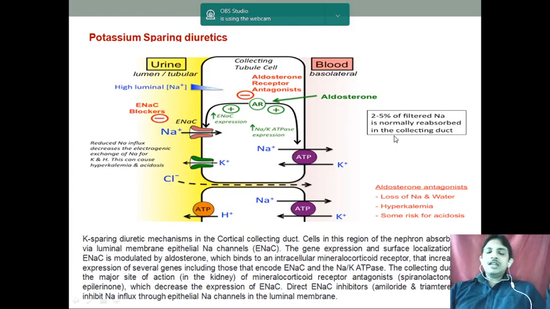Now as only 5 to 10% of the sodium is reabsorbed via this process, they are considered weak diuretics, and they are responsible for the loss of sodium and water. So this is about the mechanism of action of potassium sparing diuretics.